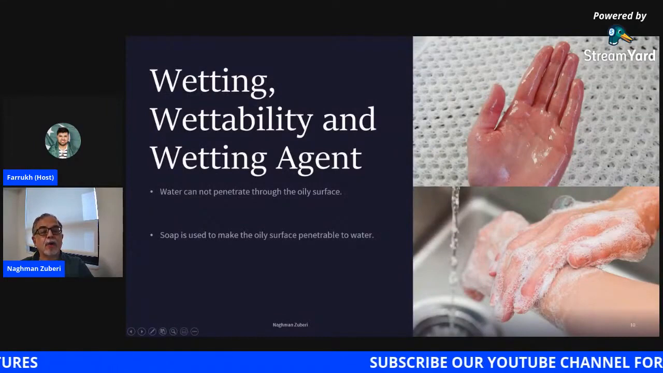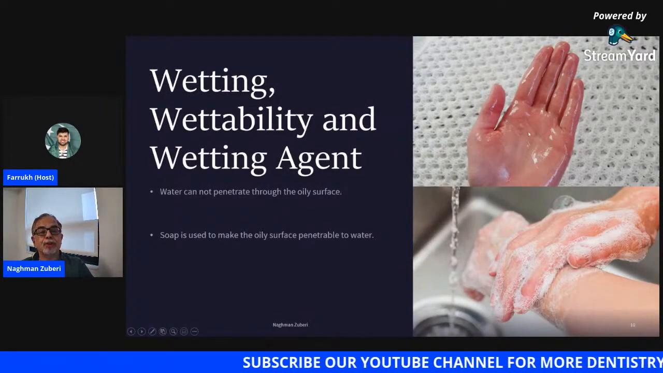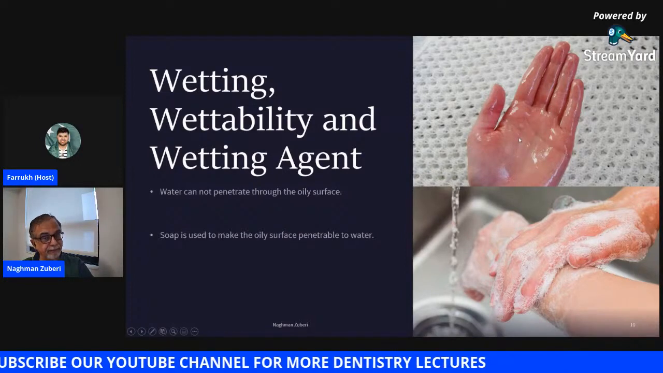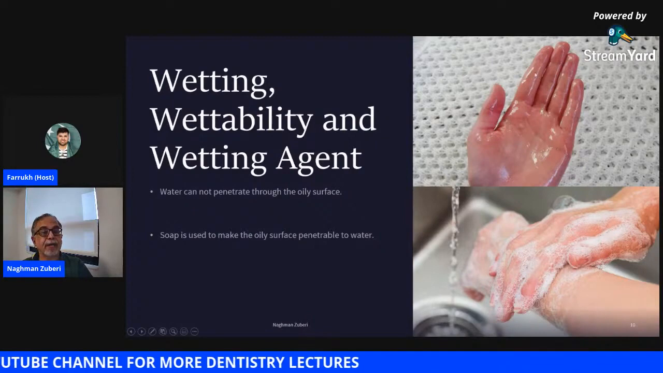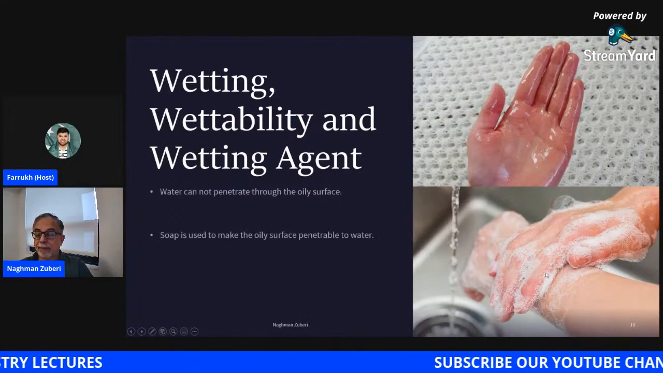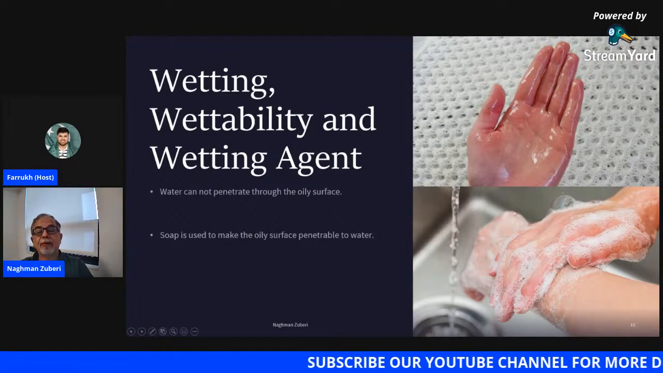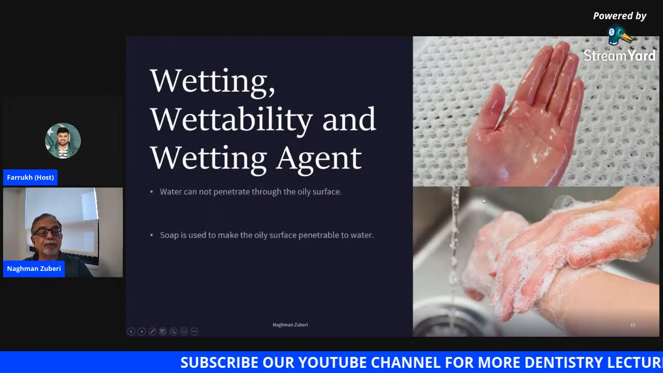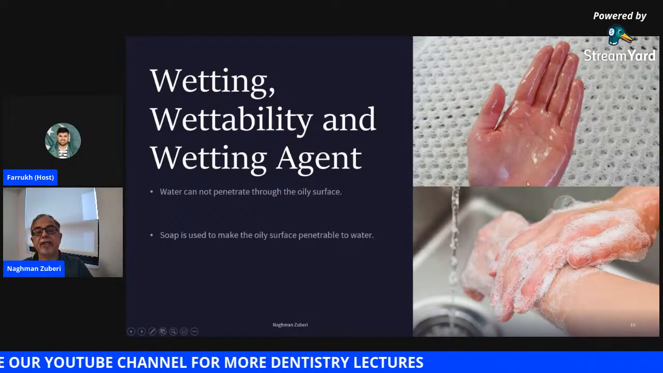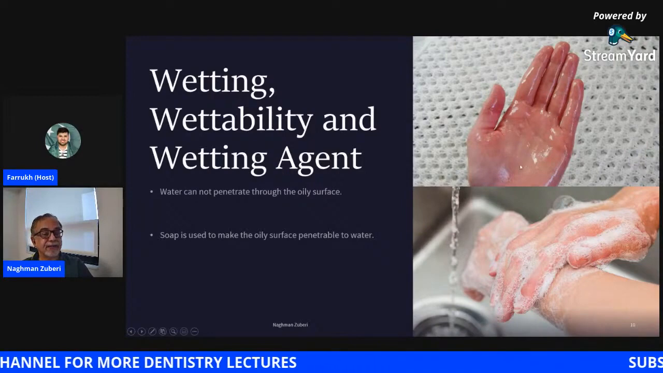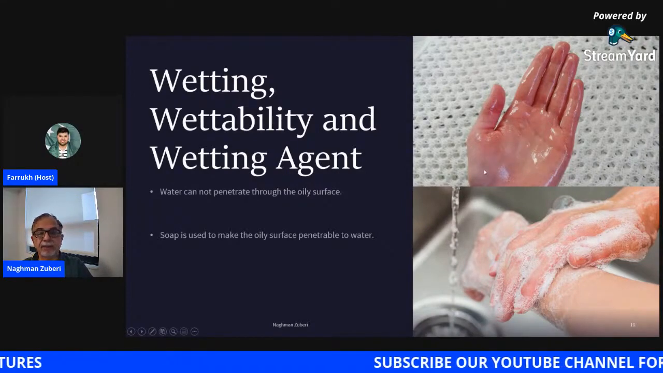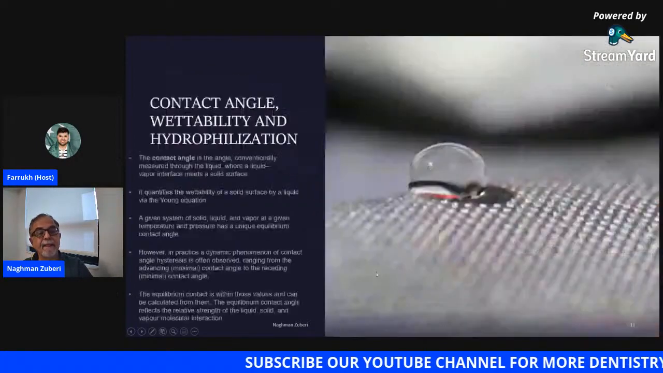If your hands are oily and you try to wash those, the water is not going to penetrate through the oily film and your hands are not going to get wet. But when you apply soap, the soap will help the water to penetrate through the oily surface and will make the hands wet and will be able to remove any visible dirt from the hands.